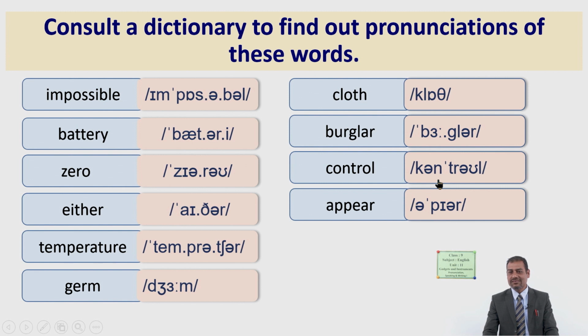Now, another word we have is control. How do you pronounce? Control. All of you pronounce it. Control. Now, the last word we have is appear. Appear. All of you pronounce it. Appear. Good. One more time. Good job. Dear students, in your free time, please practice these words to pronounce, okay? And listen to your e-dictionary also.